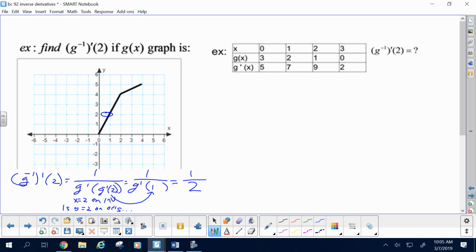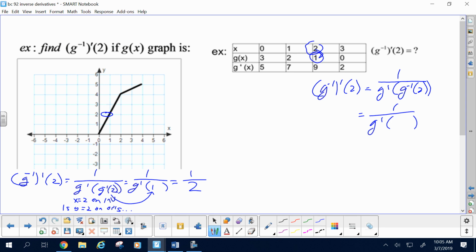Okay. G inverse prime at 2 is 1 over G prime at G inverse at 2. G inverse at 2, does that mean I say, here's 2 and boom, it's 1, or the other way around? Yeah, I'm actually looking for when the y is 2, what's the x? Well, when the y is 2, the x is 1. And then what is G prime at 1? 7. Oh, you were giving me the answer to the other one. Okay, I got you. All right, do anything?